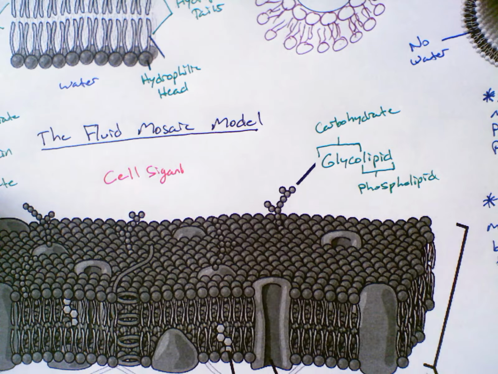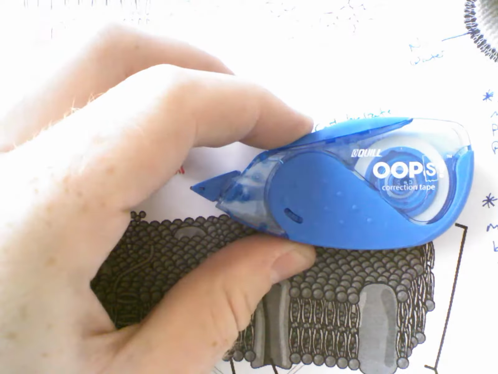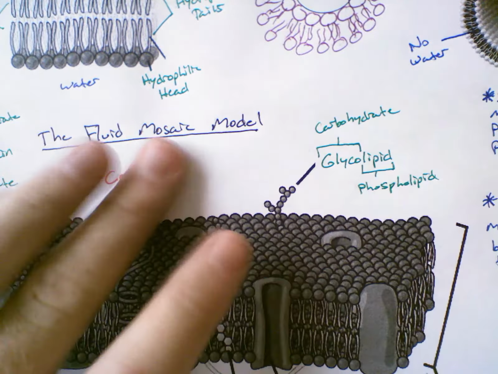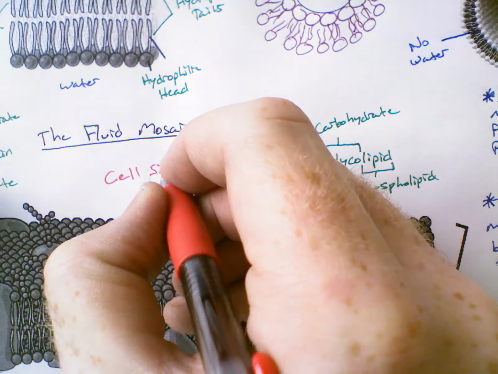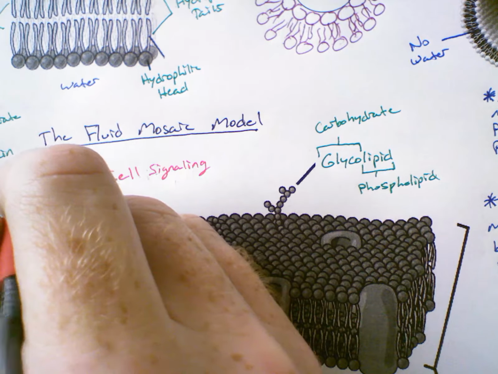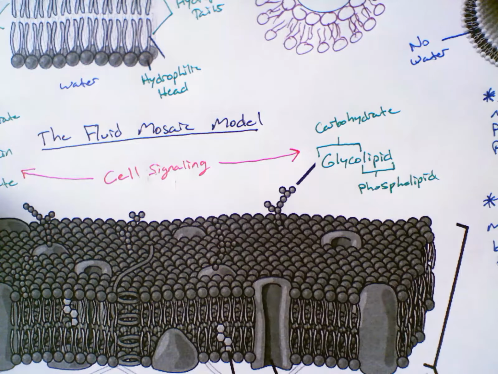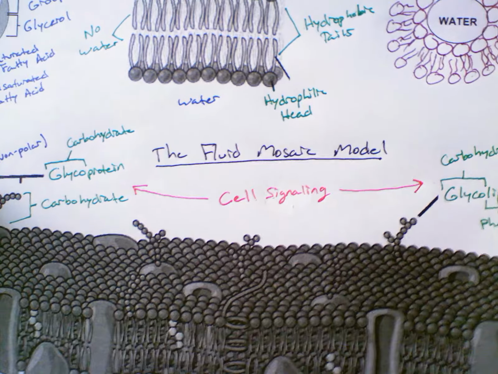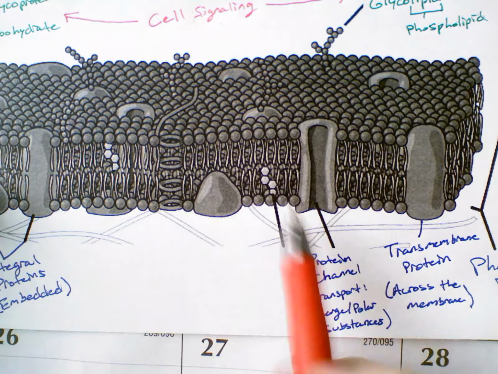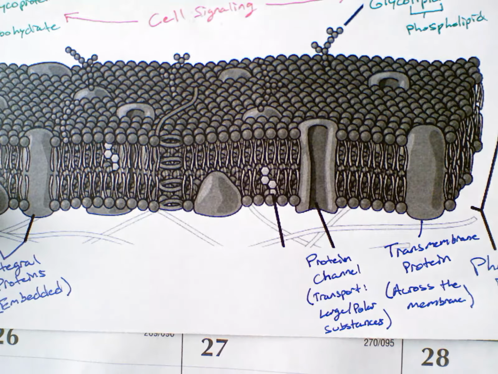I'm spelling this wrong. Oops. Okay, so both glycolipids and glycoproteins, they're in charge of cell signaling. There is one last structure in our fluid mosaic model, and it's down here. Does anyone remember what else is in here that we haven't talked about yet? Cholesterol. Yeah, we still have to talk about cholesterol.